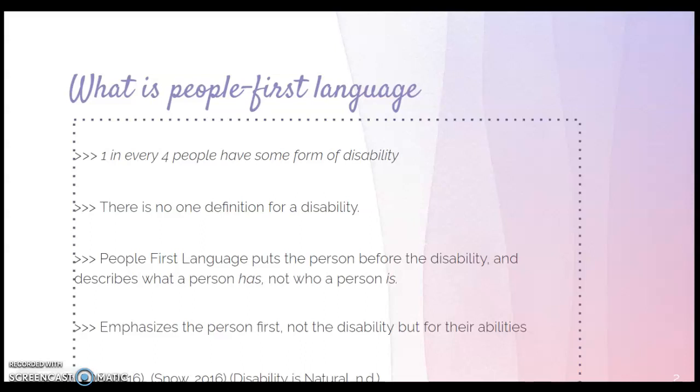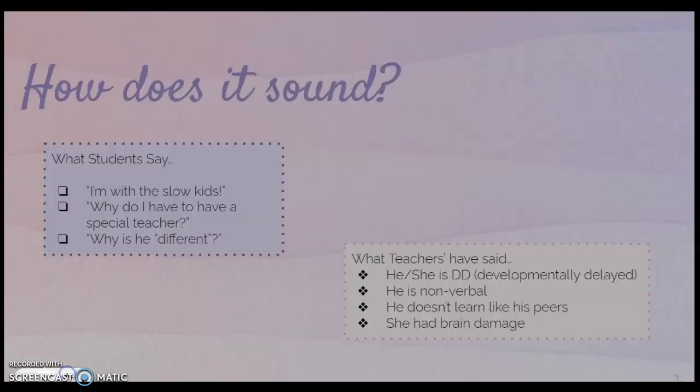You think about all these kids that we see in our hallways in our schools, and you think, yes, some of these students may have a disability, but look at what all they can do. So People First language really looks at the person as a whole, not for what disability they have.